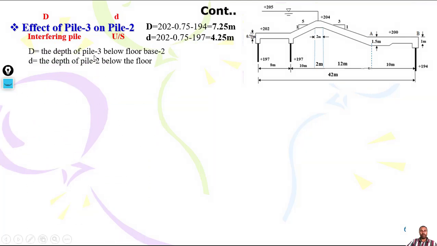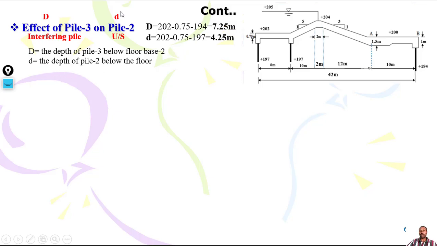So you have the depth of pile 3 below the floor base of 2. Capital D is the depth of pile 3. Pile 3 is this one, below the floor base of 2, which is below here you have 193. So from here, from 202, you subtract 75, then you go again 194, then finally you get 7.52.